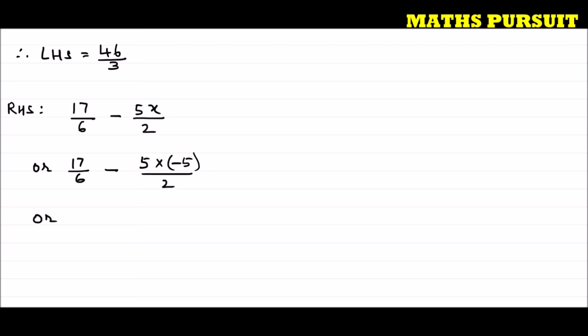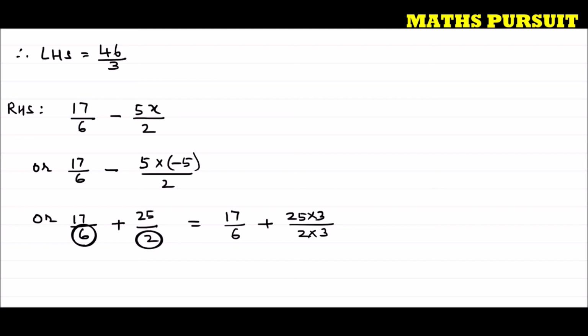Or I can write 17 upon 6 plus 5 5s are 25. How plus? Because minus 5 into minus 5 is plus 25 divided by 2, which is equal to 17 upon 6 plus 25 into 3 divided by 2 into 3. Why? Because here the highest number in the denominator is 6, so I need to convert this 2 to 6 also.